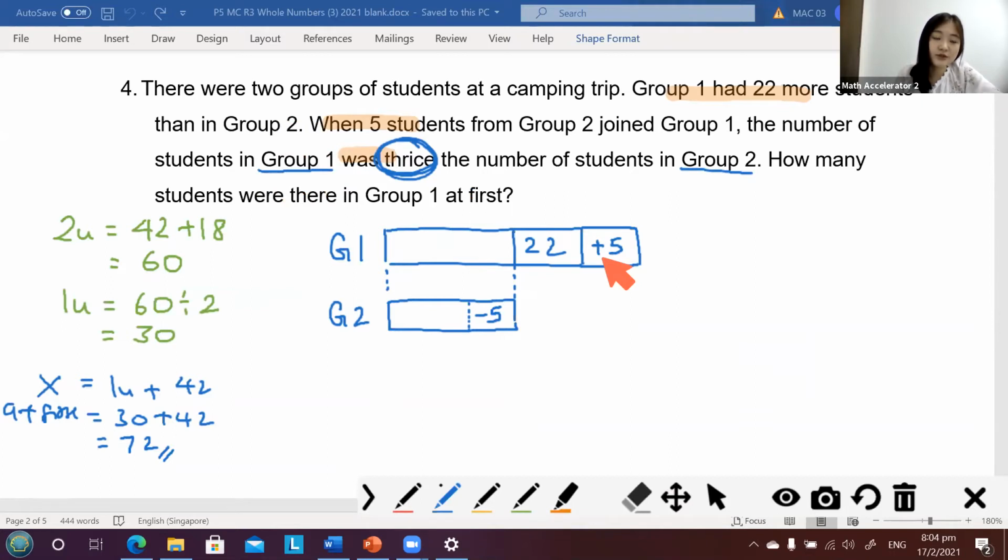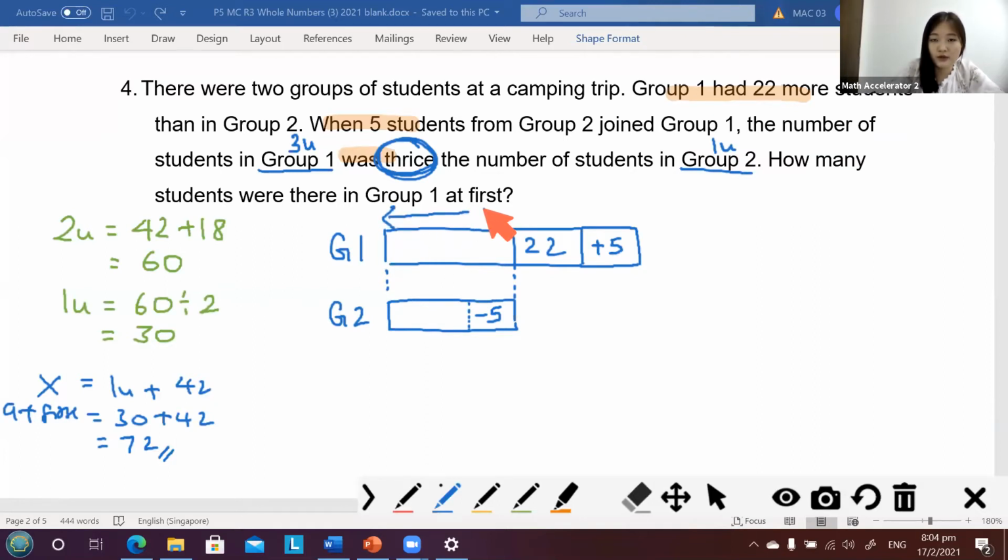Yes, thrice means 3 times as much. Okay, good. Group 1 is 3 units. How about group 2? How many units? Okay, 1 unit. So label in your model. Okay, so group 1, 3 units.